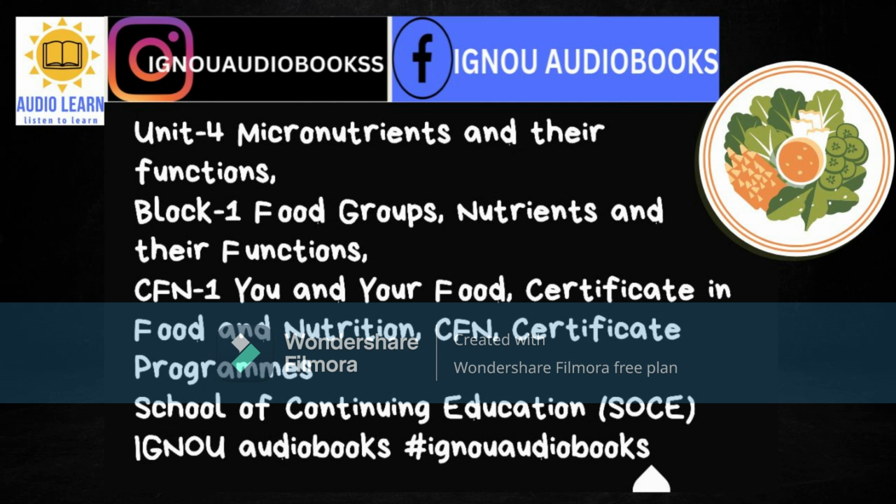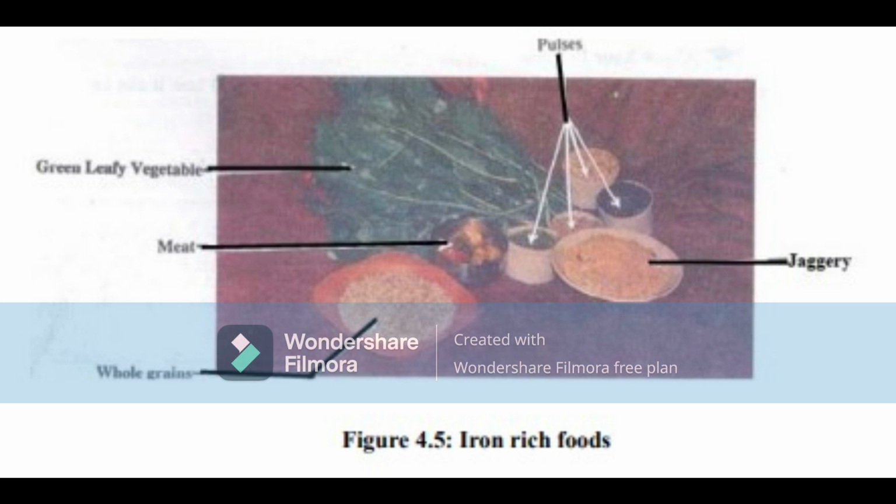4.3.2 Iron. Another important mineral for the body is iron. It is required in very small amounts by the body and is therefore also called a trace element. Sources. Whole grain cereals contribute a major share of iron to our diet. Other sources are green leafy vegetables, egg yolk, liver and meat. Jaggery, though a sweetener, is also a good source of iron. Hence we should prefer jaggery to sugar to sweeten our foods. Figure 4.5 Iron-rich foods.